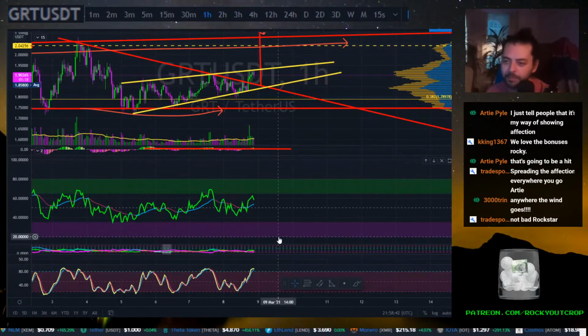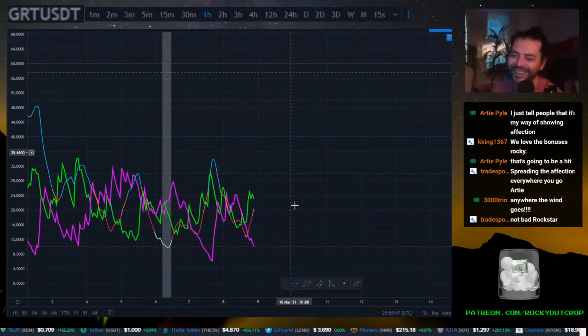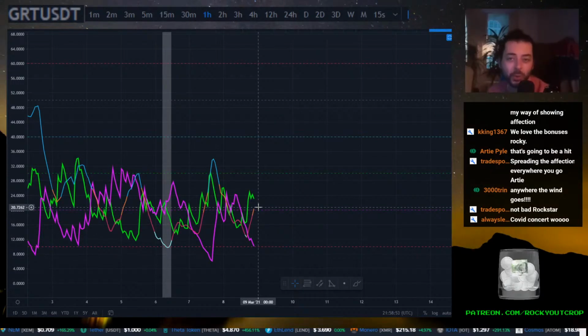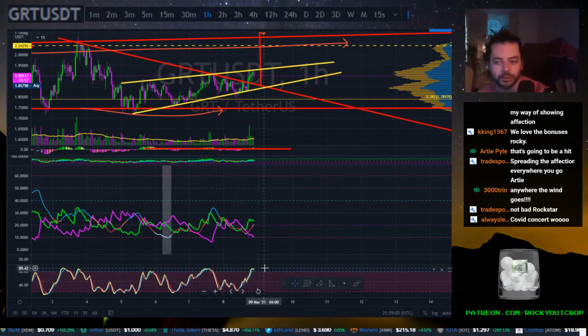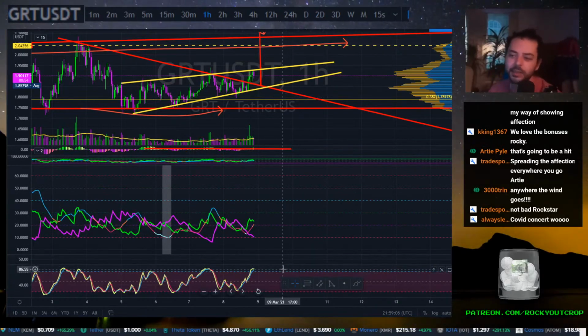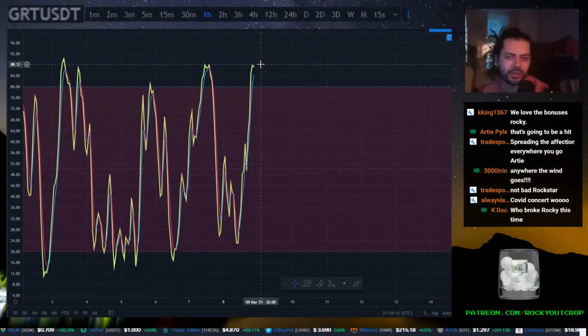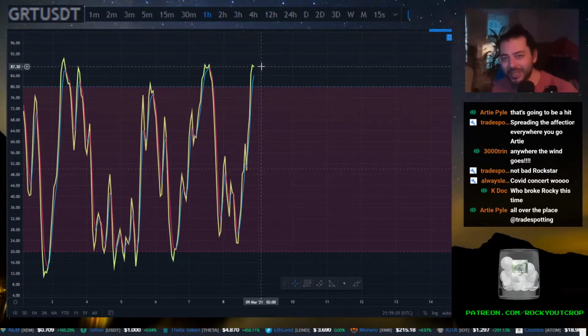DMI. I know you've positively crossed, but the ADX remains below 25. We don't have a strength of trend. We're just in the final throes of consolidation. Stochastics. Why are you turning around? Could it be you're about to piss me off with a negative cross? Maybe. I don't know. These are just the risk assessments.